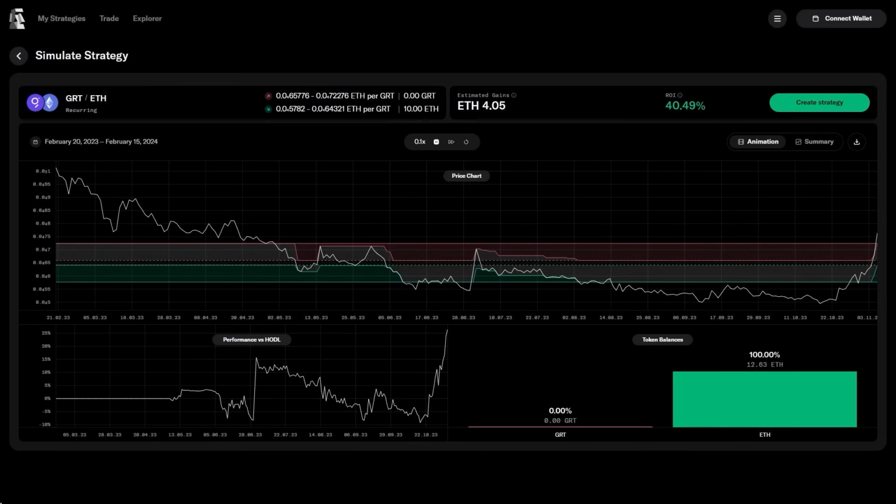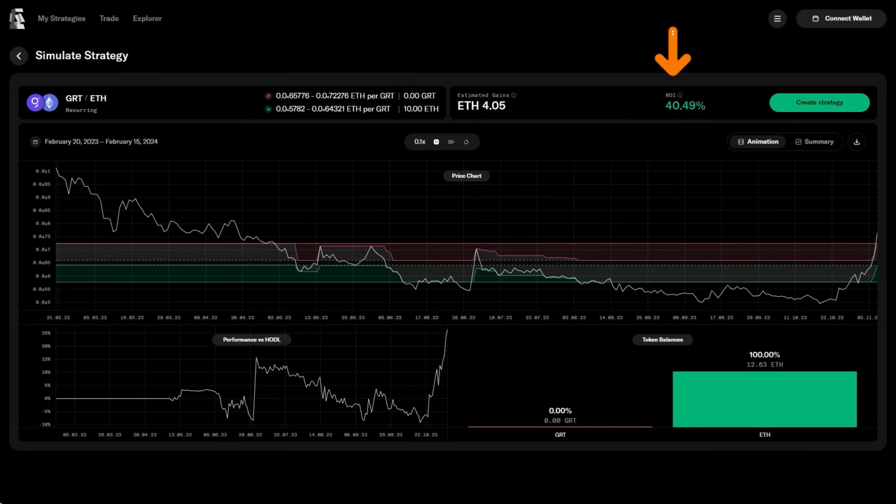On the bottom left is the current ROI of this strategy relative to HODL. Right now, it is up 26.3% relative to HODL, and we can verify this to be true because in the bottom right, we can see the current funds in our strategy. We just sold all of our GRT for ETH, and we now have 12.63 ETH. And we started with 10 ETH, so we're up 2.63 ETH, which is 26.3%.